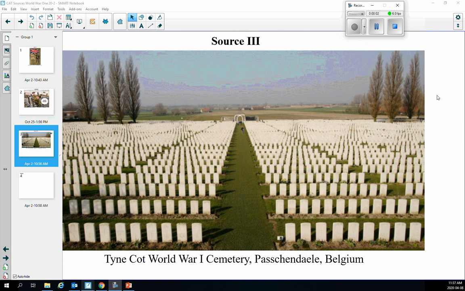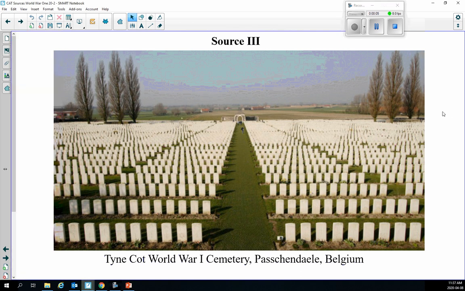Social 20-2, continuing our theme of World War I sources. Here's source number 3. Pinecoat World War I Cemetery, Passchendaele, Belgium. So a photograph, and you'll get photographs on the diploma frequently for this particular assignment.